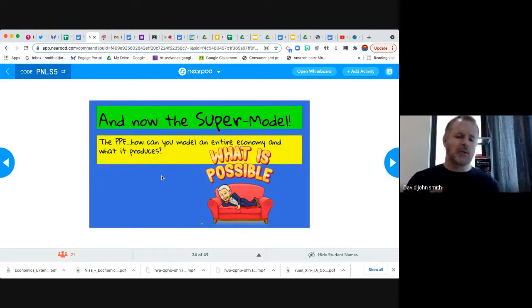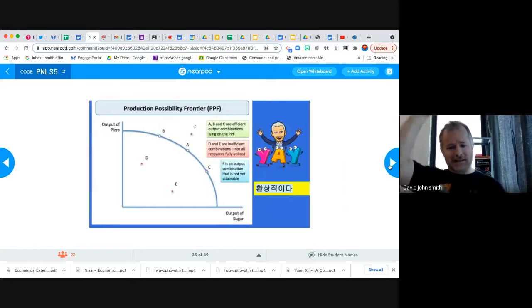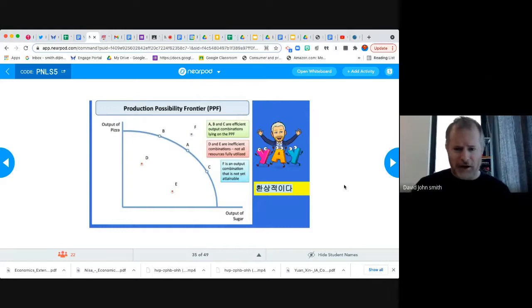And what we're attempting to do with this supermodel is model an entire economy, the whole lot, and what it produces. Now, that sounds like an incredibly difficult thing to do, but it turns out that this model is actually a lot more straightforward than we think. It's called the PPF. So what does it look like? Well, like this. Ta-da! I don't know if anybody knows Korean, but that's an attempt at Korean there. All right. So, production possibility frontier, PPF. Looks like this, all right? You'll see here, there is a good here and there is another good here. So what we're doing is we're plotting on these axes.